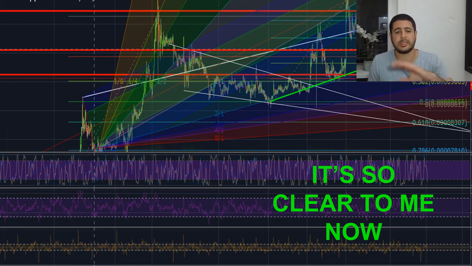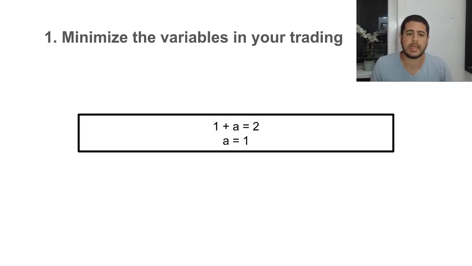And as you can see, it's just kind of all over the place. You're not really sure what's going on. I trade and I don't even know what's going on here. There's just way too much going on. So what we want to do is we want to minimize the variables. So something like this is way easier to follow.